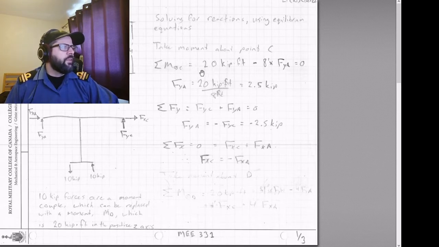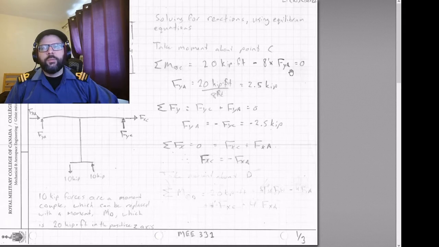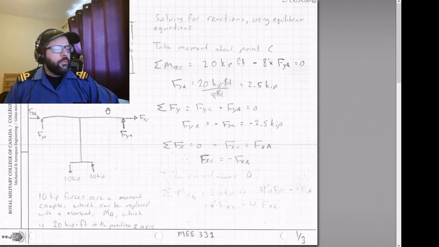That gives us the sum of our moments as 20 kip feet minus 8 feet crossed with FYA. That's minus 8 feet because the vector from point C to the point where the force is acting is negative, since we're defining the x-axis as positive to the right and y as positive upwards. We can use that to solve for FYA, which gives us 2.5 kips.